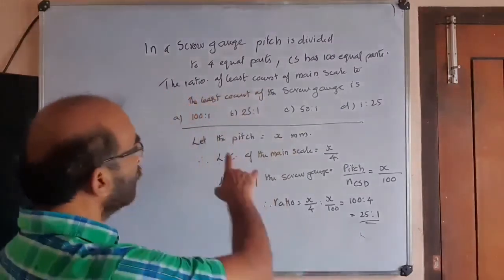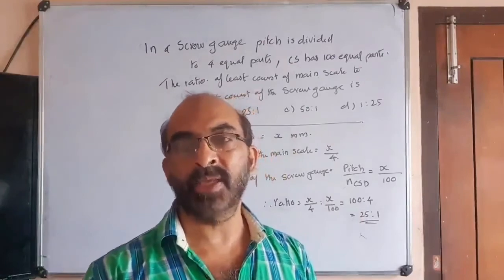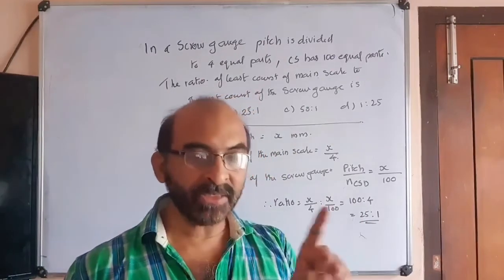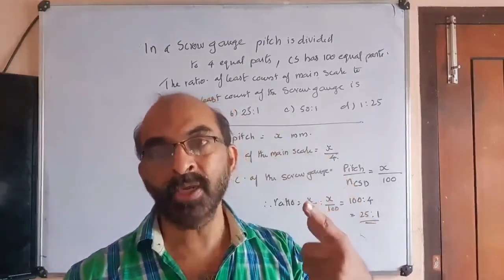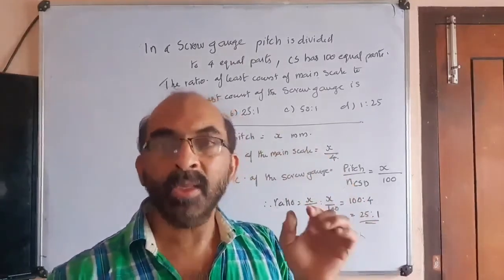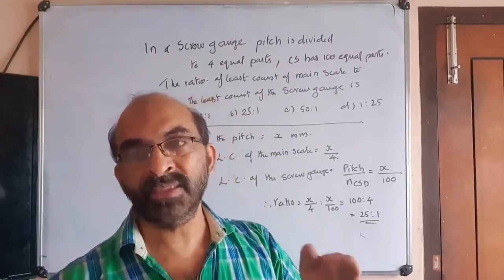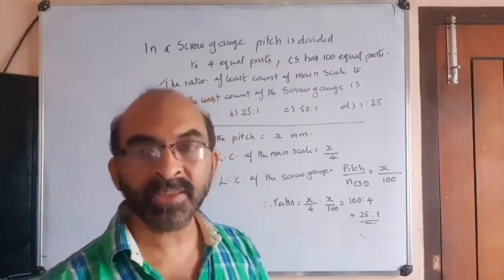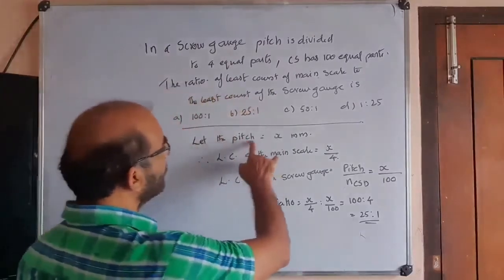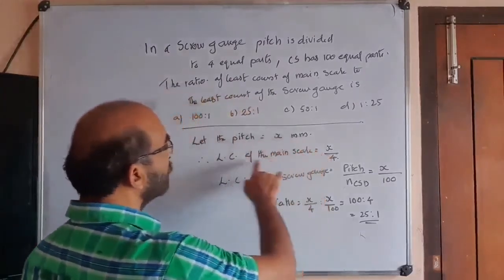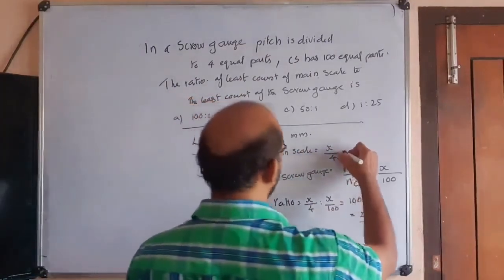Okay, least count of the main scale is the smallest division in the main scale. Pitch is the distance in the main scale corresponding to the full rotation of the circular scale. So, least count of the main scale will be pitch divided by number of divisions marked in that. Here it is clearly mentioned, it is divided into 4. Suppose let the pitch be x millimeter. Then least count of the main scale will be x by 4 millimeter.